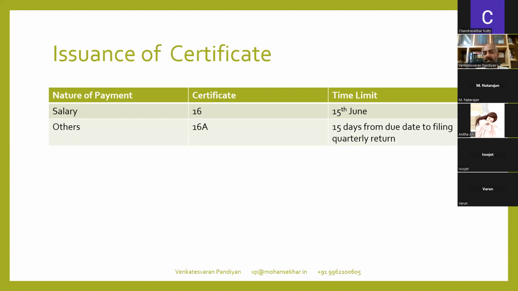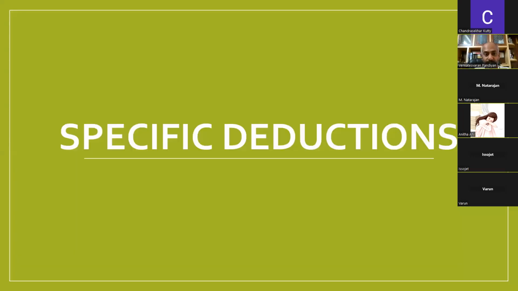Form 16 is for salary, and it is very simple: 15th of June. The reason again is that only salaried people have the due date to file their return by 31st of July. So you will necessarily have to issue Form 16 by 15th of June so that they know the details on which they will have to file.